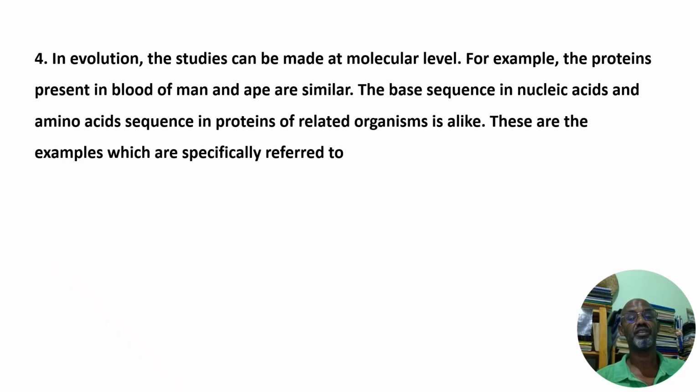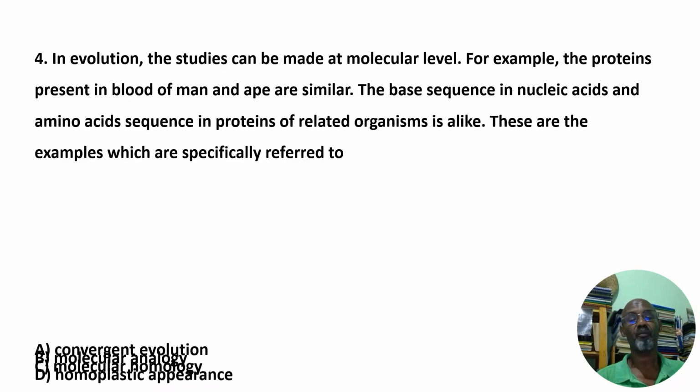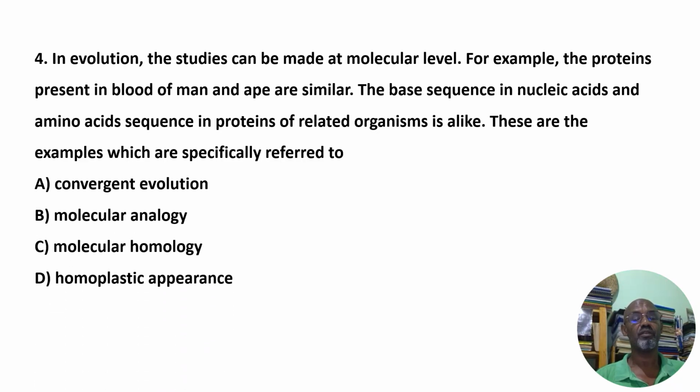Question number 4. In evolution, the studies can be made at molecular level. For example, the proteins present in blood of man and ape are similar. The base sequence in nucleic acids and amino acid sequence in proteins of related organisms is similar. These are the examples which are specifically referred to as A. Convergent evolution, B. Molecular analogy, C. Molecular homology, D. Homoplastic appearance. Of course, it is homology.